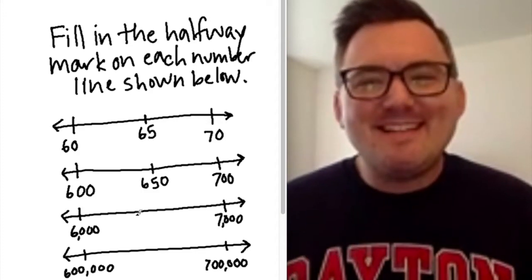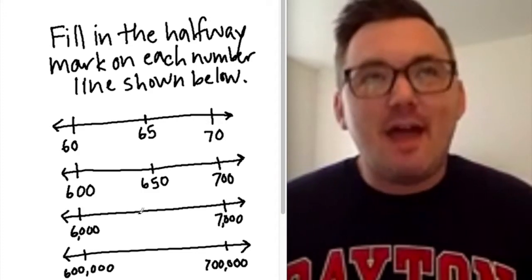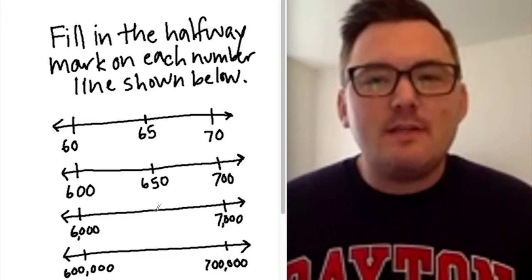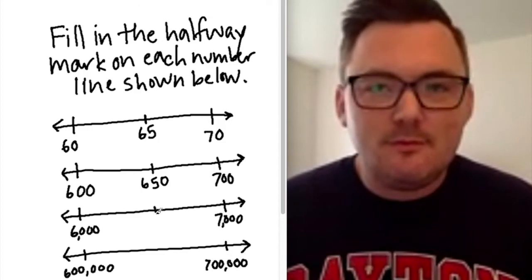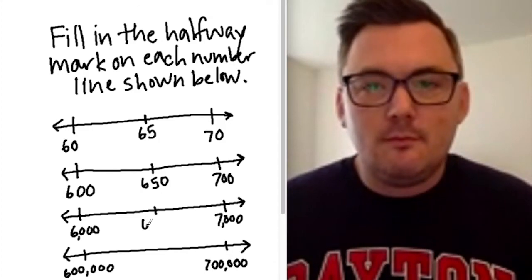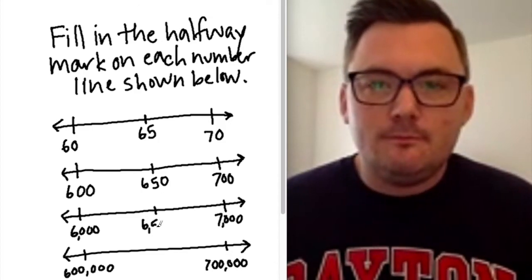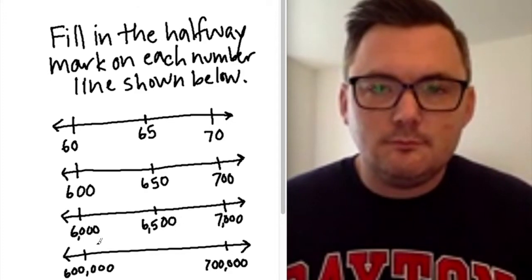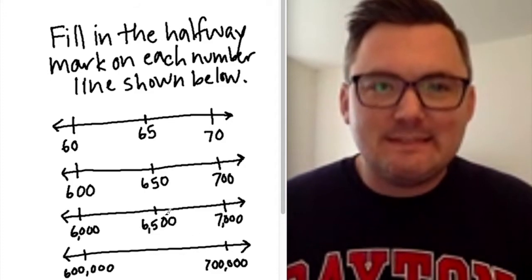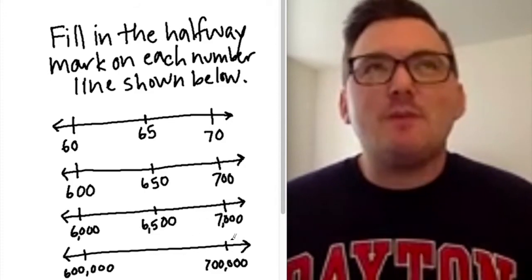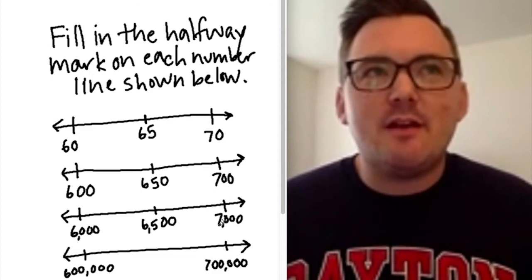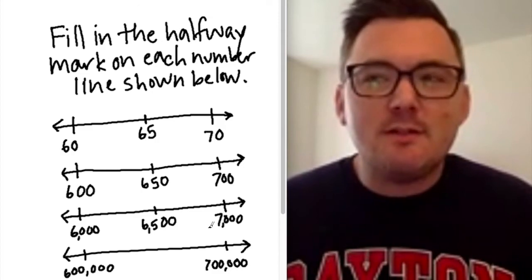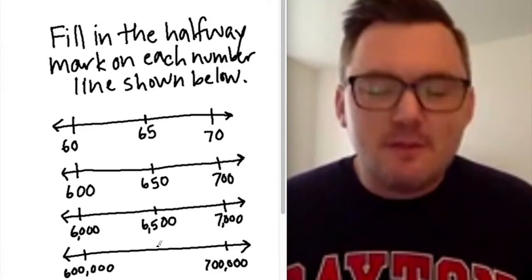So I got 6,000 and 7,000, and I got to think of half. So I know that half of 1,000 is 500. So my half would be 6,500. Okay. 6,500. 6,000, comma, 500. Okay, the next one got big. 600,000 and 700,000. Yeah, that is really big. Okay, so I got 600,000 and then 700,000 at the end. Half of 100,000 is 50,000. So 650,000 is going to be the middle.